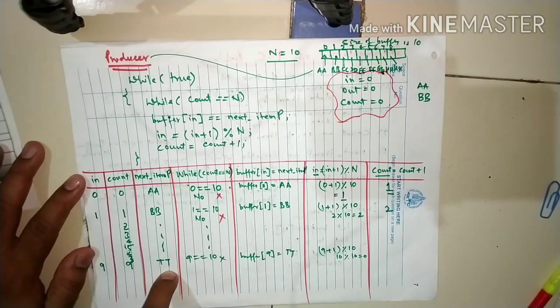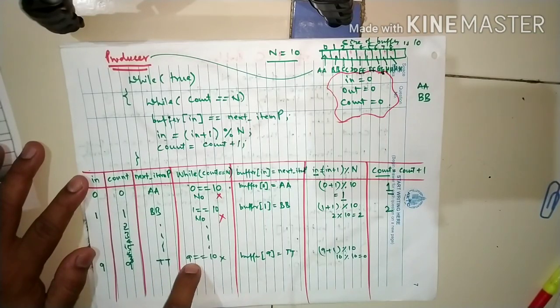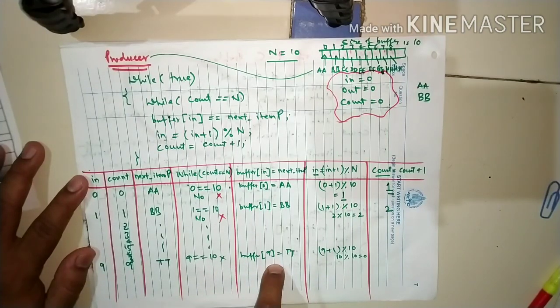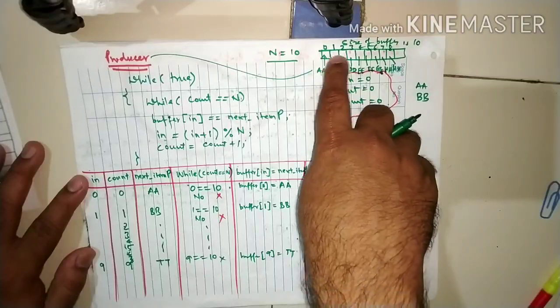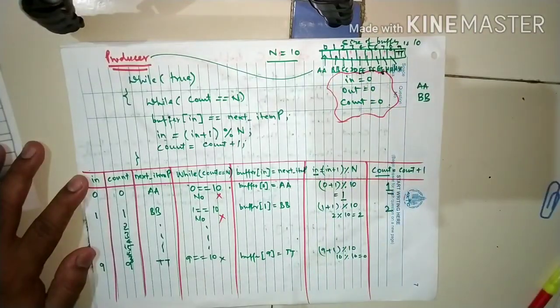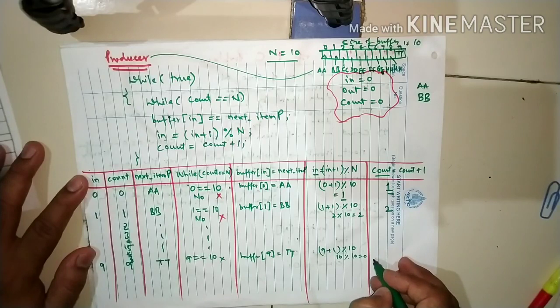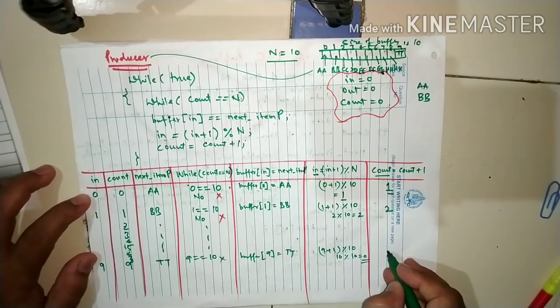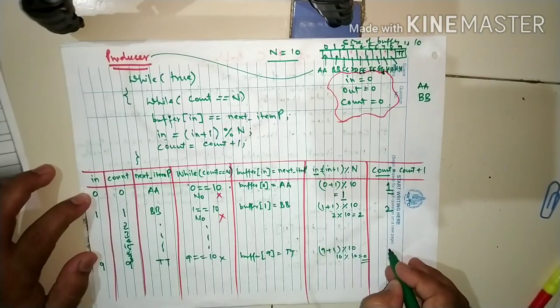The next item we have to insert inside the buffer is TT. So we check the while condition: 9 is equal to 10, which is false. So the next item will be stored at the ninth position. We have placed TT over here. Then 10 mod 10 becomes 0, so the value of in becomes 0, and the value of count is 9 plus 1, which is 10.